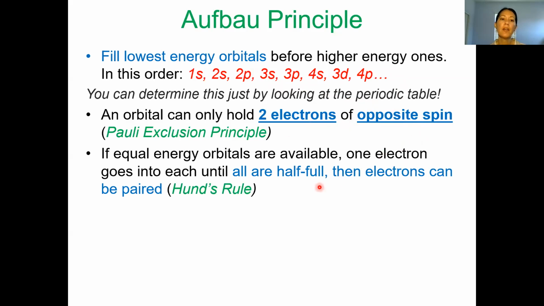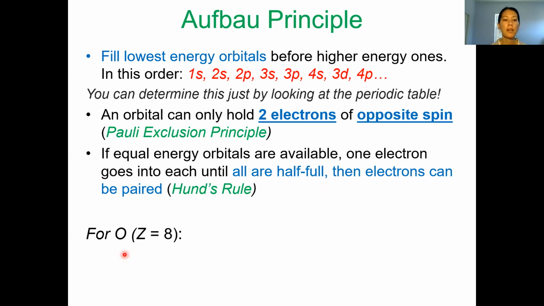Also, if you have orbitals that have equal energy, meaning the p x, y, and z are all p's, they have equal energy, but they are 3 different orbitals, you basically want to put an electron in each of those first before doubling up and filling 2 in each orbital. This is called Hund's rule, and it minimizes repulsion.